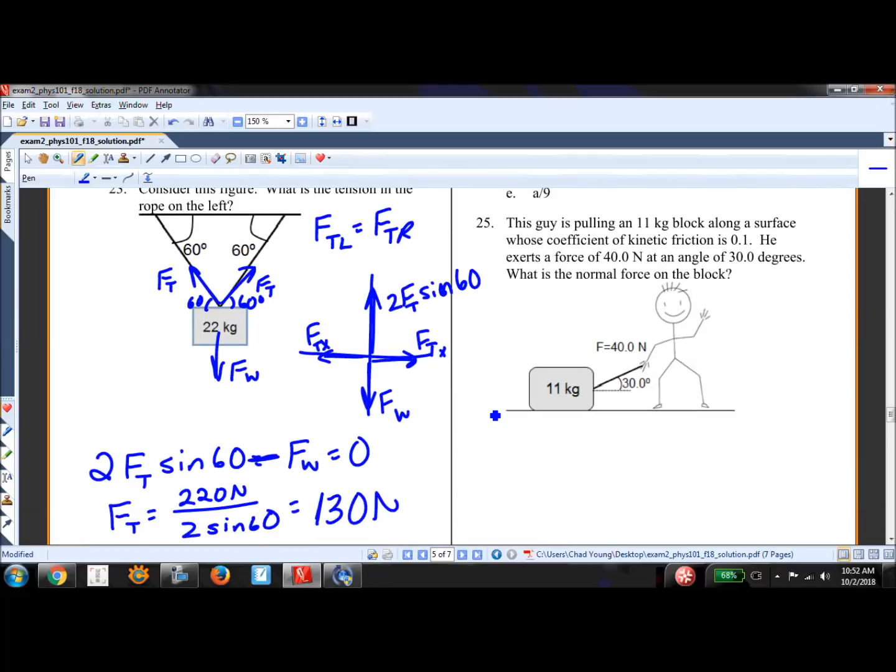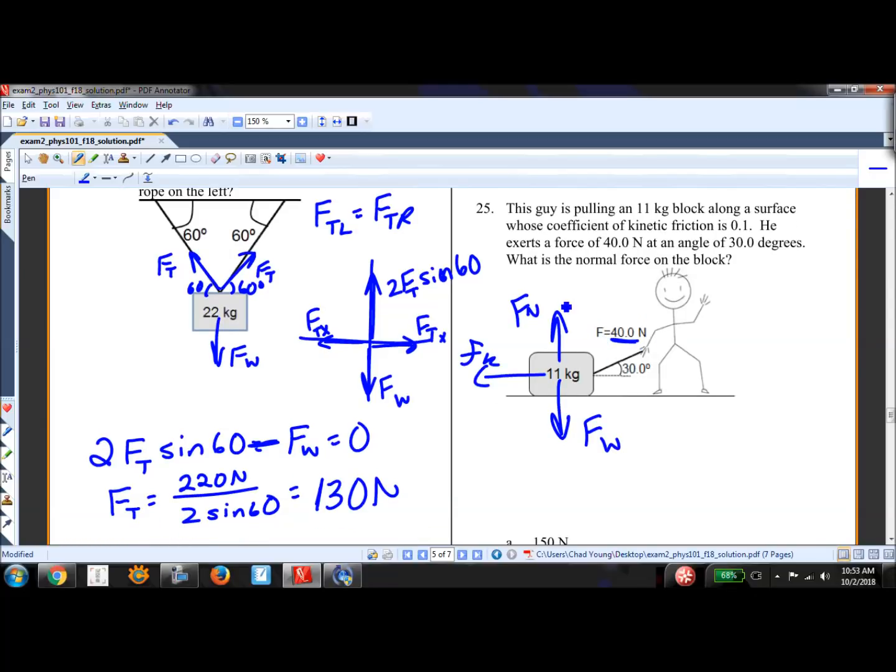This guy is pulling an 11 kilogram block along a surface. His coefficient is 0.1. He exerts a force of 40 newtons at an angle of 30 degrees. What is the normal force on the block? So I have the weight, Fw. I have the normal force here, and I want to figure out what is the normal force. Oh, I also know that there is a static or kinetic frictional force here.